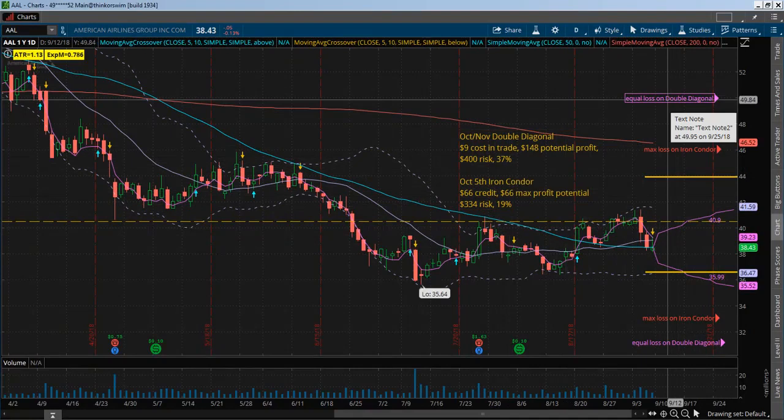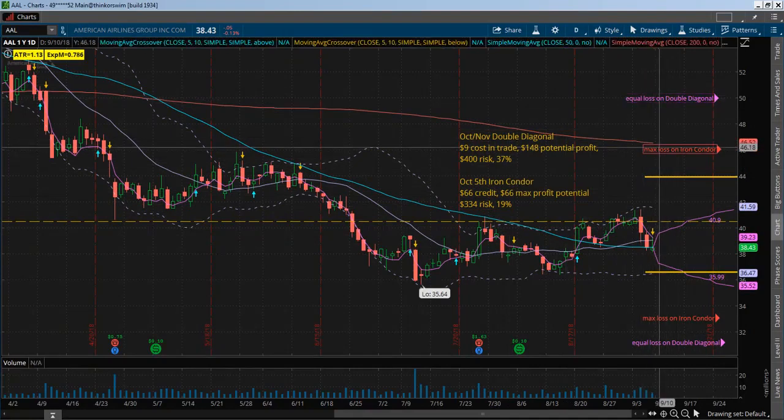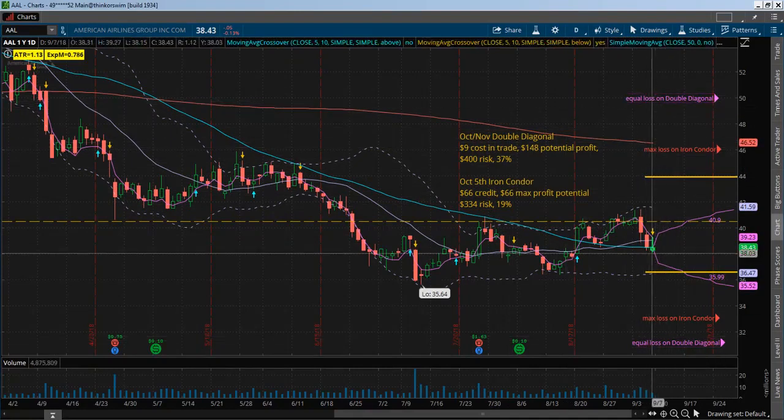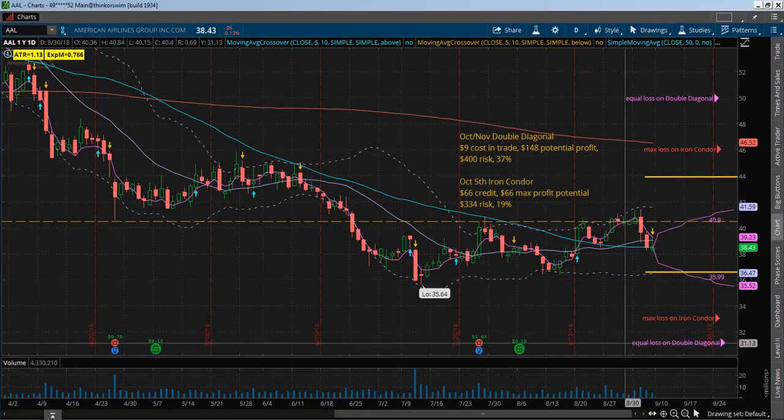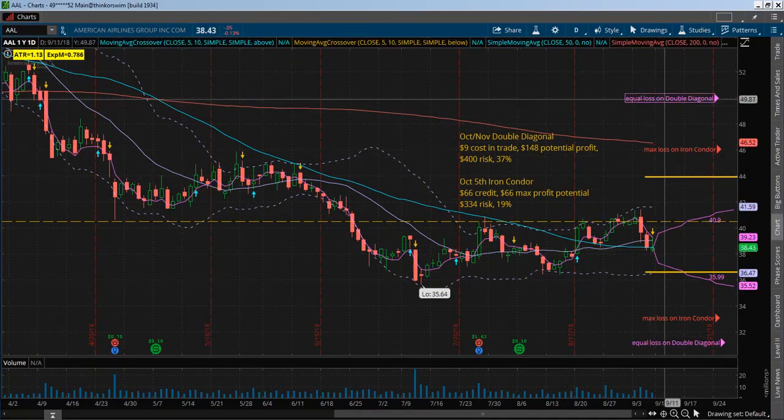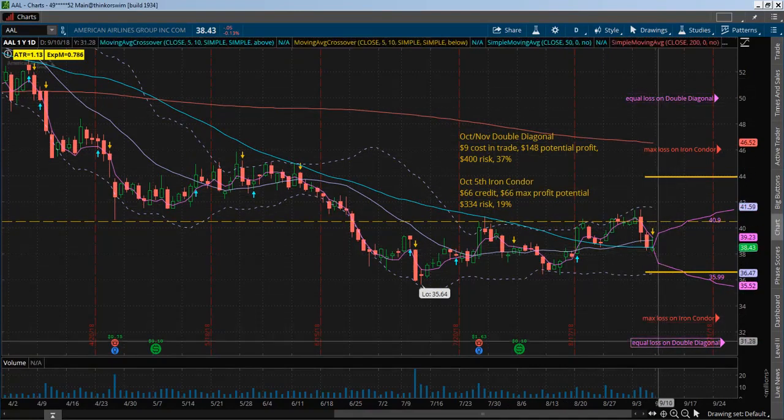And look at your max loss equivalent from the Iron Condor to these double diagonals. Look how much wider that is. I wouldn't see this moving that much by October 5th, but who knows?